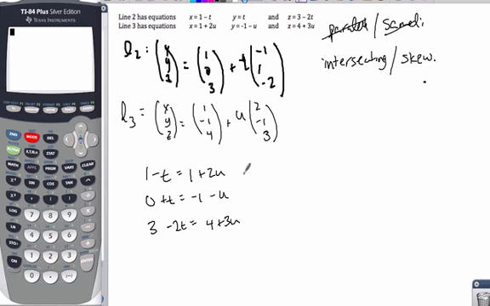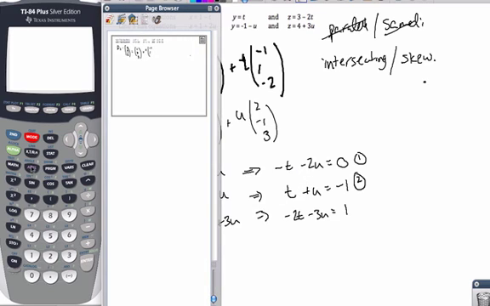I'm going to rewrite these equations now. This one I'm going to have negative t minus 2u equals, subtract the 1, 0. Here I'm going to have t plus u is equal to minus 1. And then finally, this last one will be negative 2t minus 3u equals 1. Okay, and so I'm going to take my x value and my y value, equations 1 and 2, and I'm going to solve for t and u.